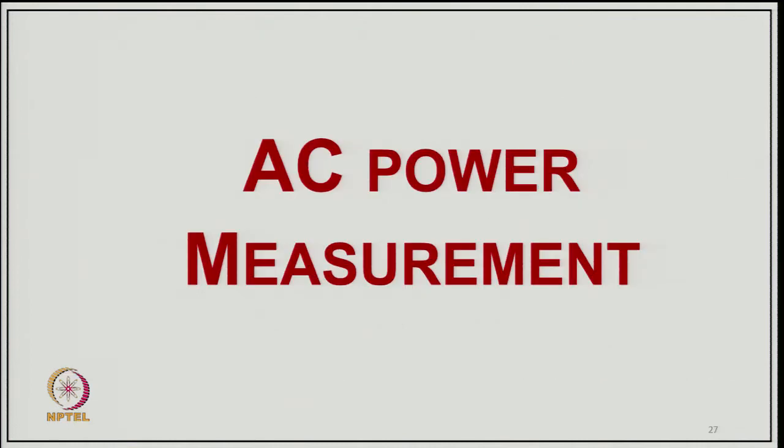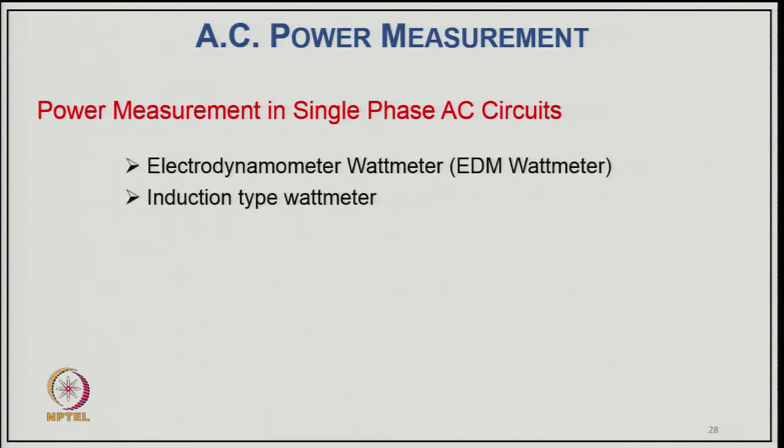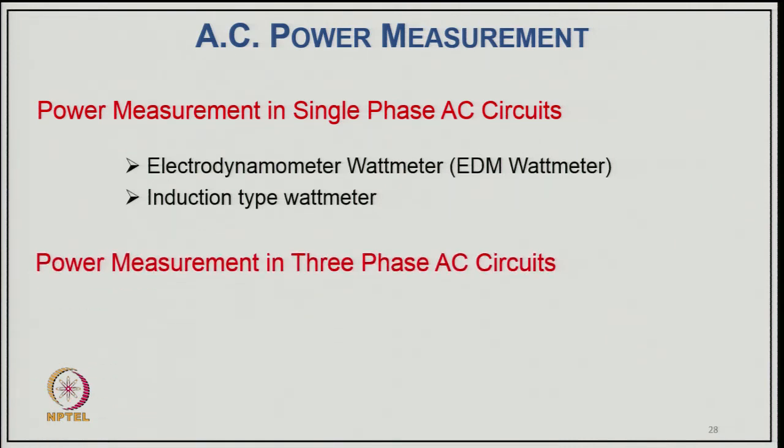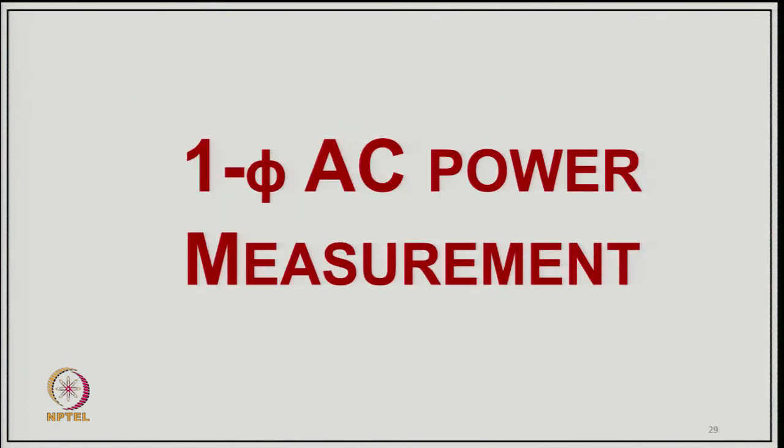Now, coming to AC power measurement, the power measurement in a single phase AC circuit. You can use an electrodynamic wattmeter, called EDM in short, or an induction type wattmeter. These are two different kinds of wattmeter, because here we have the concept of power factor. Certainly in an AC circuit we have to use the wattmeter, as simple voltmeter and ammeter readings will not give the power measurement correctly. Coming to power measurement in a 3 phase AC circuit, we can have either the 1 wattmeter method, 3 wattmeter method, or 2 wattmeter method.